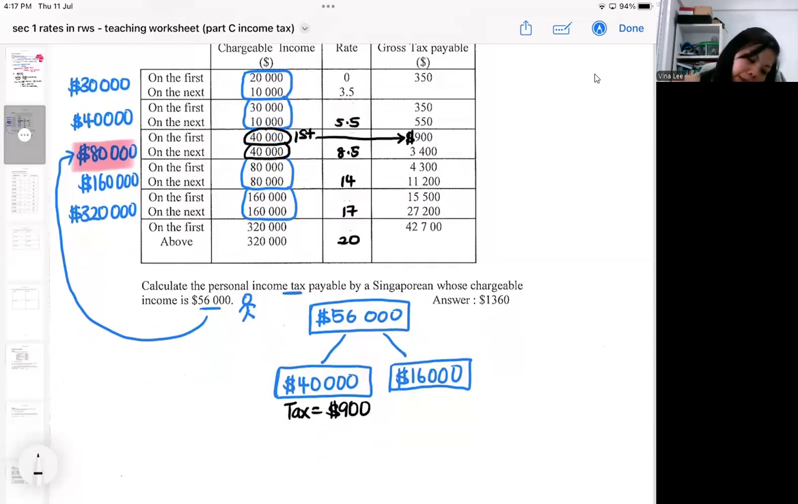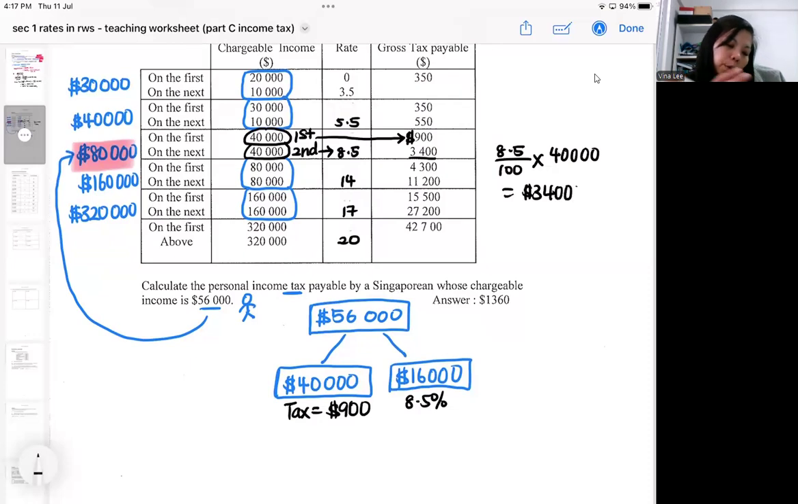But in the second basket, it's going to be 8.5. So this part will be 8.5%. So what does this 3,004 mean? That means if you have a full 80,000, 8.5 over 100 times 40,000 will give you 3,004. So if you have a full 40,000 for the second basket, then you will have 3,004.